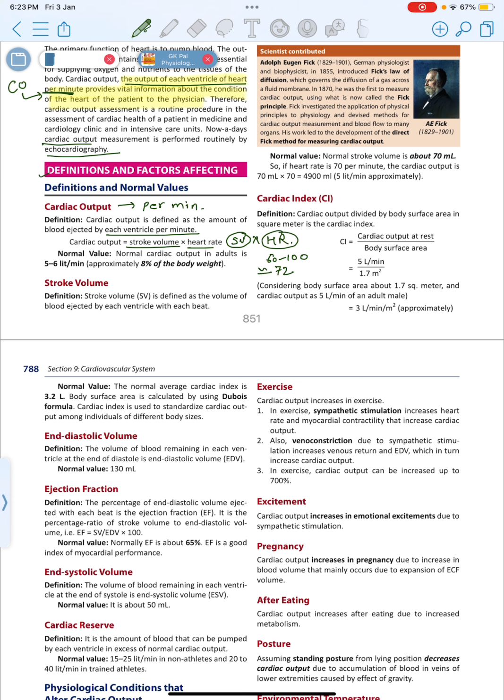Normal cardiac output in an adult is 5 to 6 liters per minute. Per minute is important. Cardiac output is per minute. Approximately 8% of the body weight.